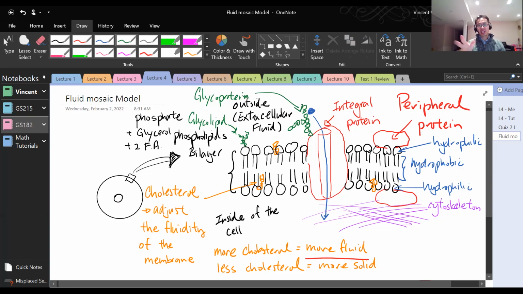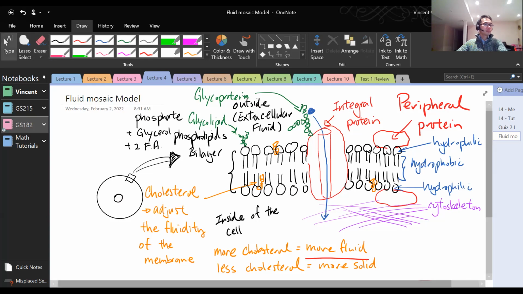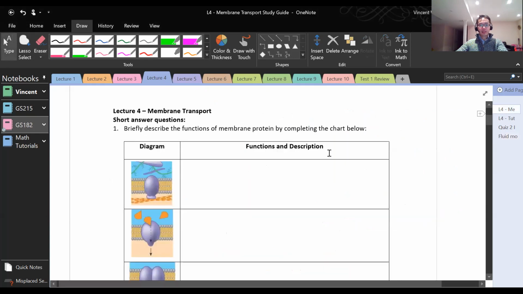I know this is kind of a messy diagram, but if any of you would like a screenshot of it, take a picture, go ahead, before I go back to the study guide. And of course, if you have a question, please ask. Alrighty, let's go to the study guide now.